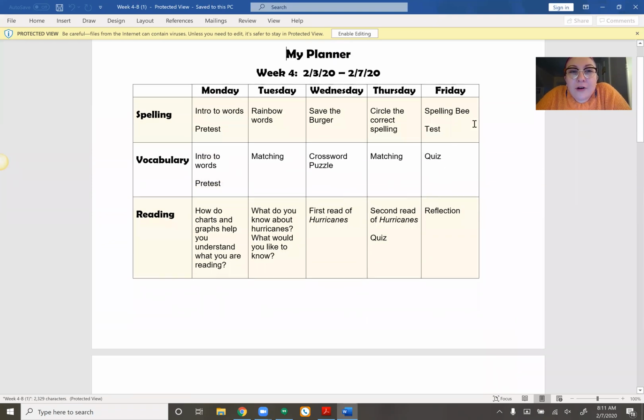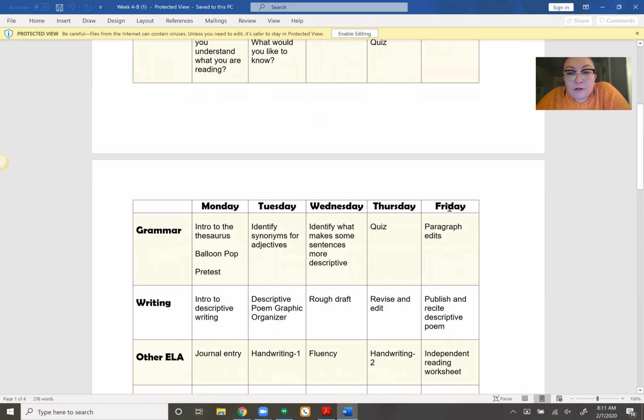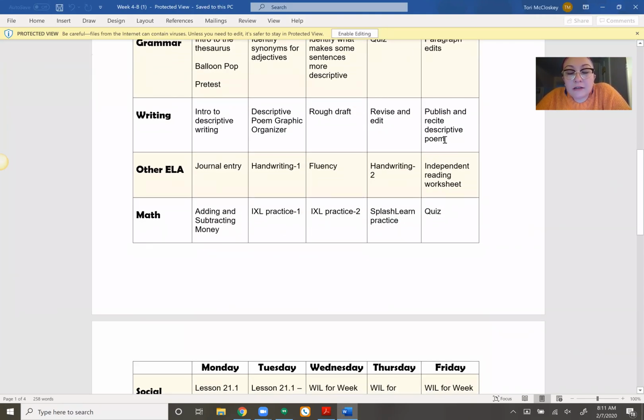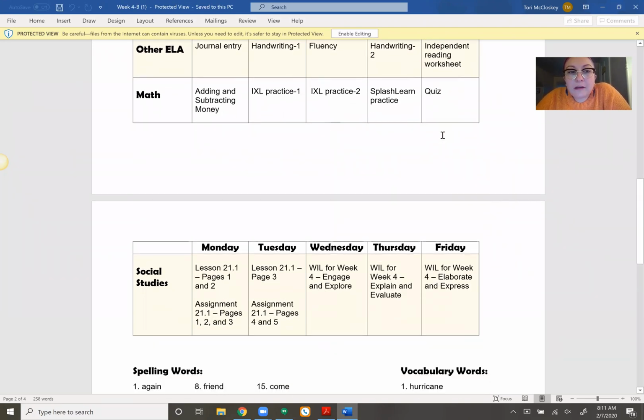So this is Math B. Today is Friday, so for spelling, you have a spelling bee practice and then your test, a vocabulary quiz, a reading reflection, and this is in that box, but you're not going to write it in the box. You're going to write it in a Google Doc or on a piece of paper. Grammar, you're doing paragraph edits. Writing, you're going to publish and recite your descriptive poem. And then you have your independent reading worksheet.